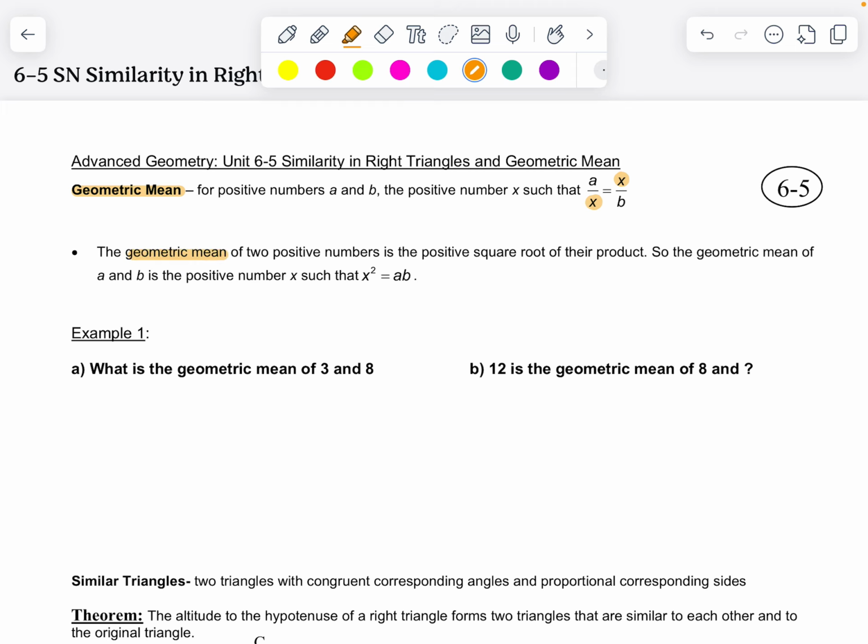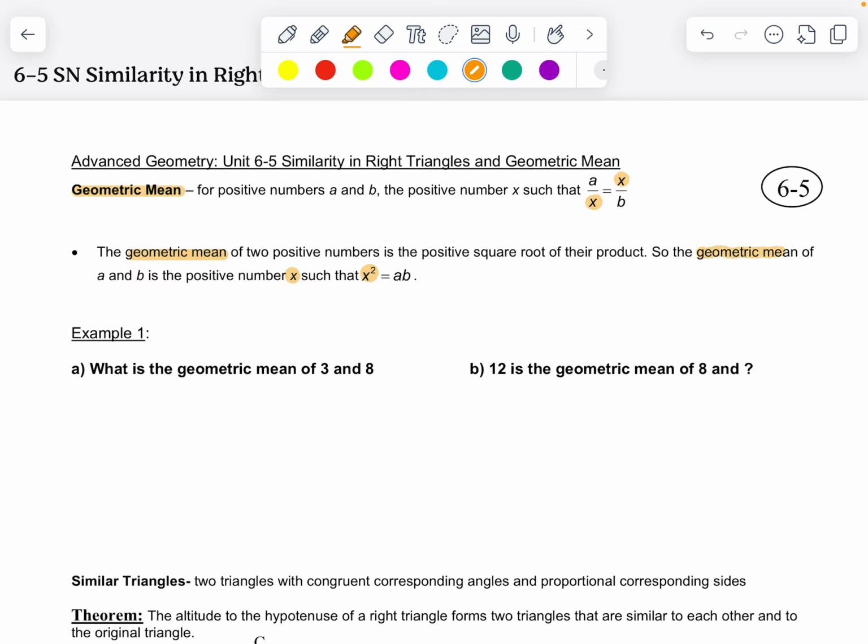So the geometric mean of two positive numbers is the positive square root of their product. So the geometric mean of a and b is the positive number x such that x squared equals ab. To best understand this, we just need to remember that the geometric mean is the x part, and our positive numbers, the two numbers that we're given, are just going to be a and b.